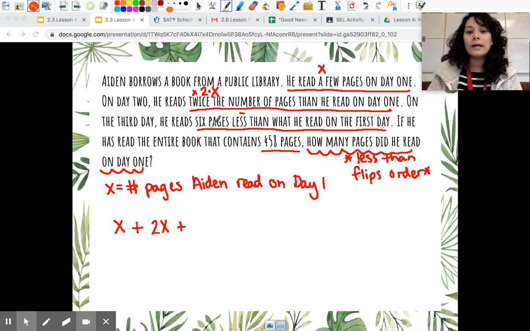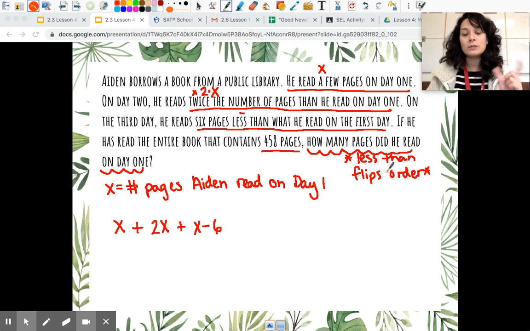It says that he read 6 pages less than what he read on the first day. Well, he read x pages on the first day, and 6 less than that would mean I'm subtracting 6 from it. So notice how I'm writing it. I'm not doing 6 minus x. I have to do x minus 6 because, again, that phrase less than flips the order. So the 6 should actually come after my subtraction symbol, and the amount he read on the first day, which is x, should go before.